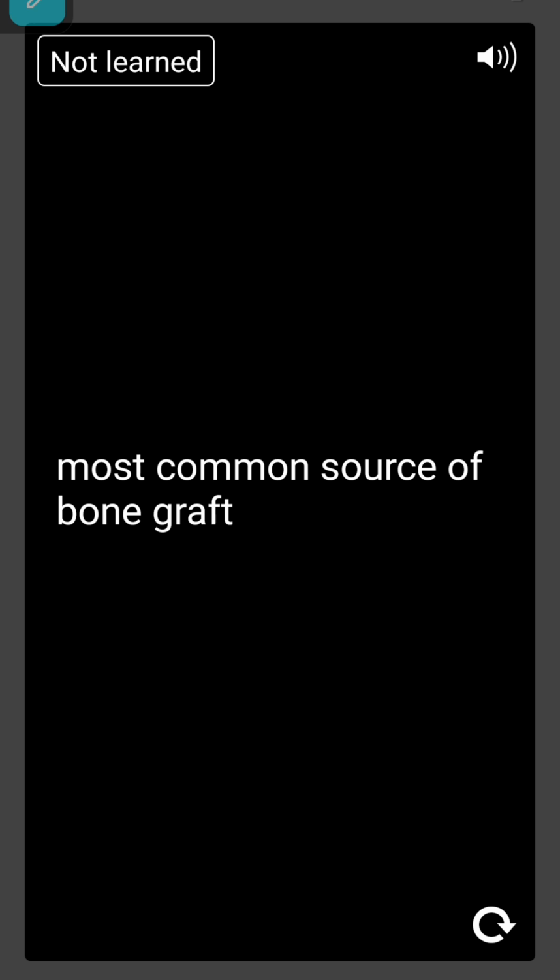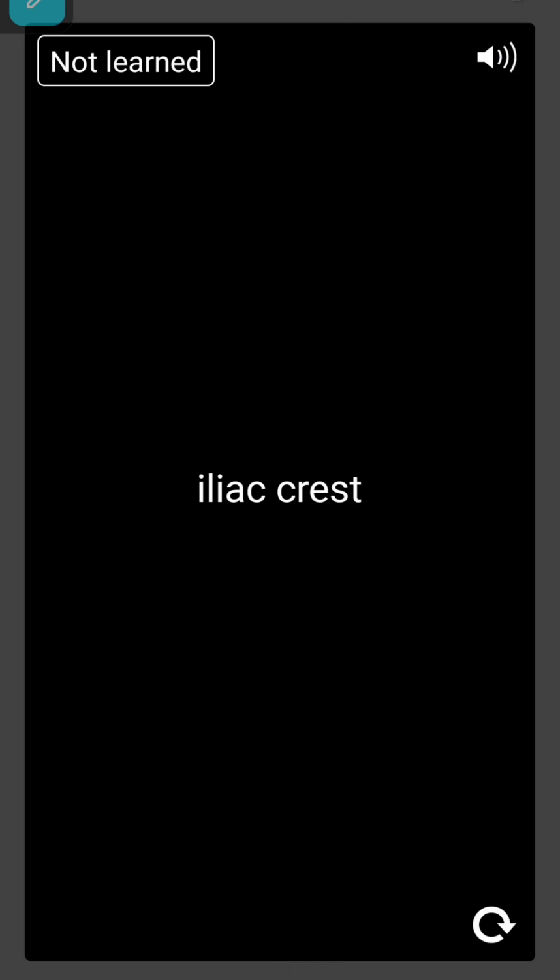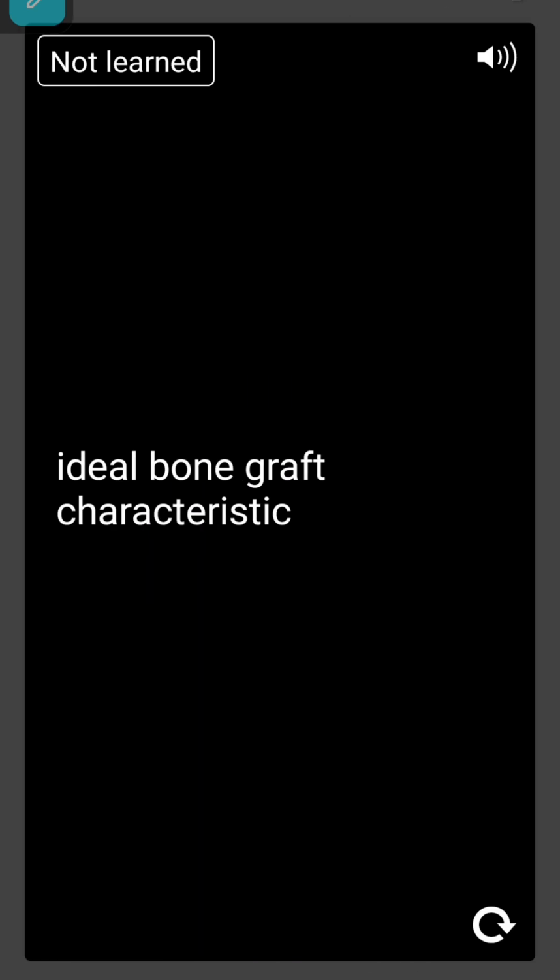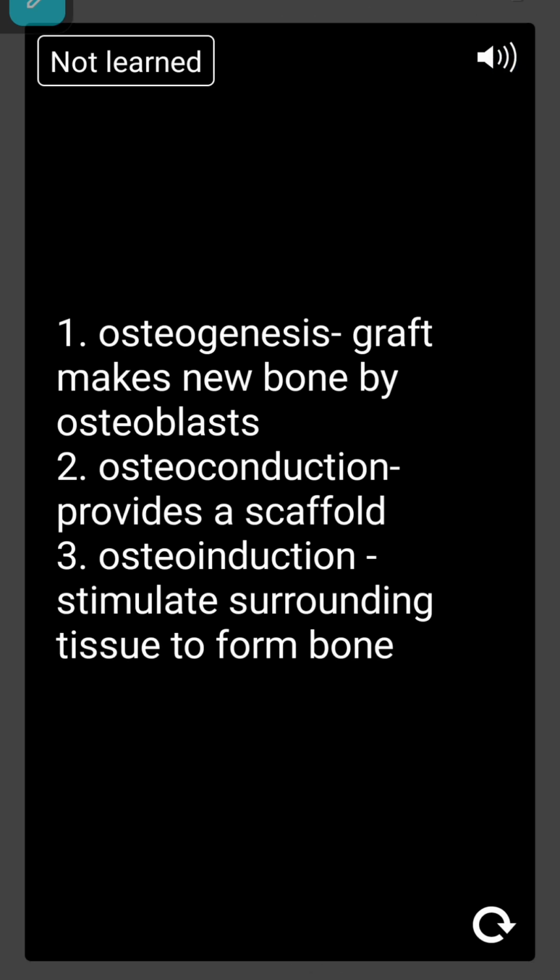Most common source of bone graft: iliac crest. Ideal bone graft characteristics: 1. Osteogenesis: graft makes new bone by osteoblasts. 2. Osteoconduction: provides a scaffold. 3. Osteoinduction: stimulates surrounding tissue to form bone.